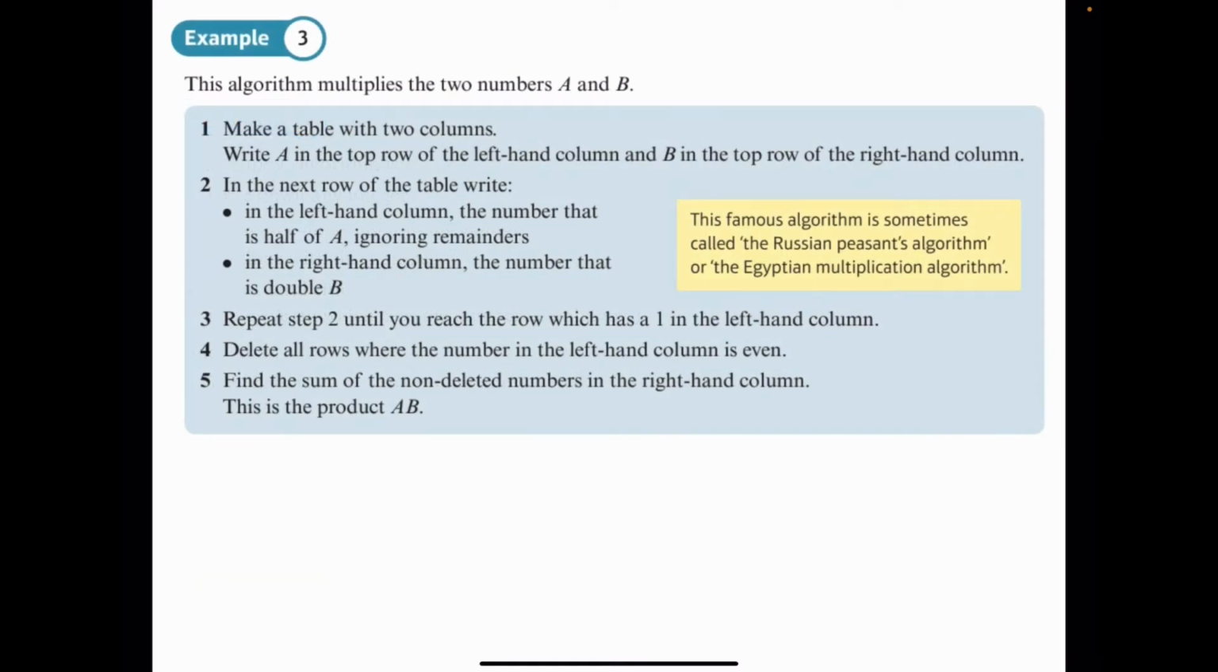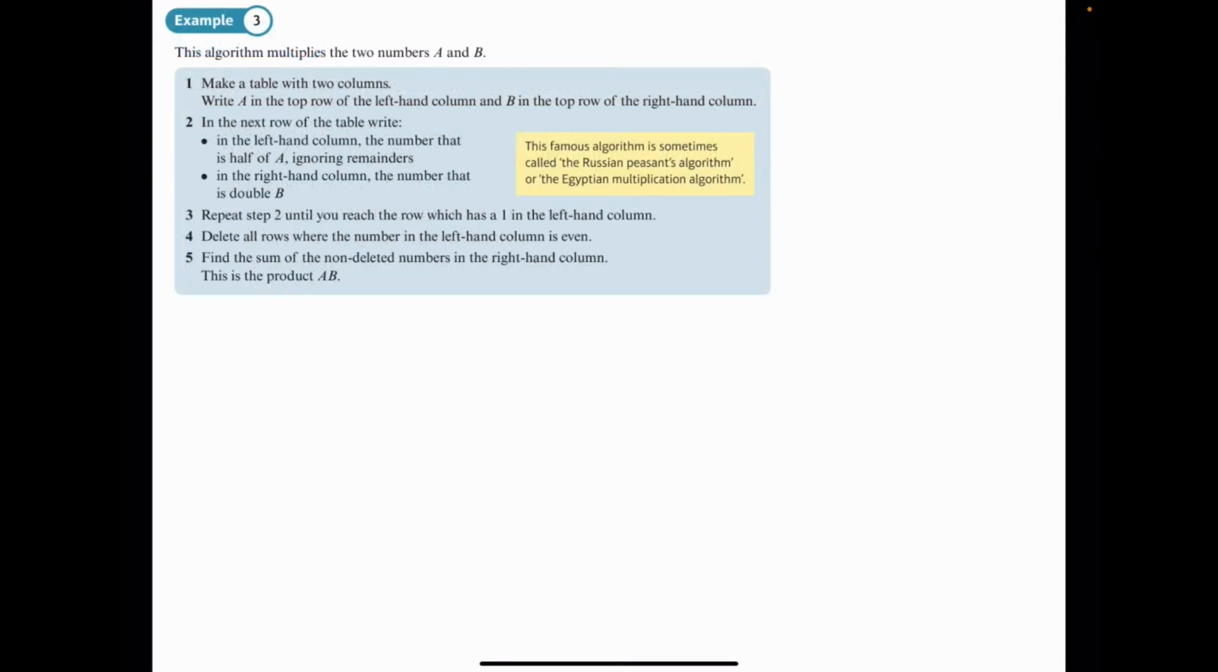The second example is a multiplication of two numbers. I will try to create more space and make the text a little smaller. So what we have in here, if you read step by step, we need to make a table with two columns. In the first half I need to write A, and in the second half I'm going to write B.